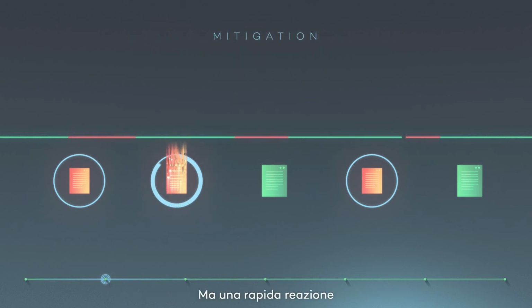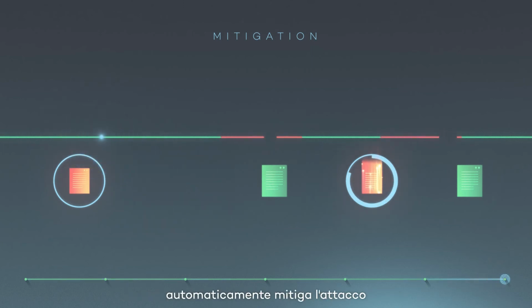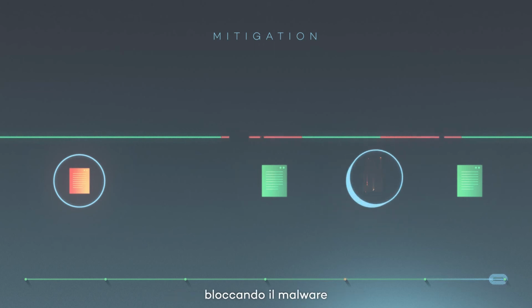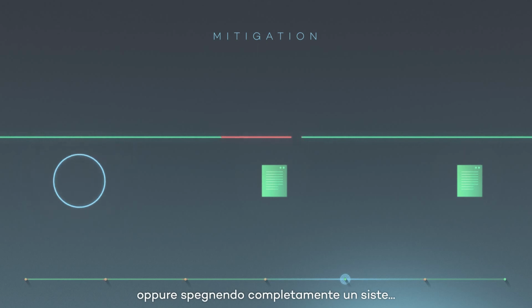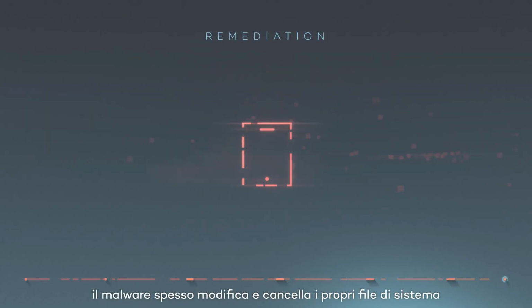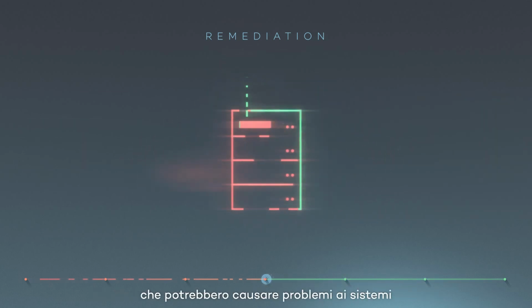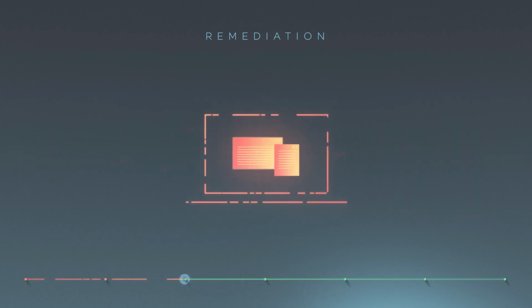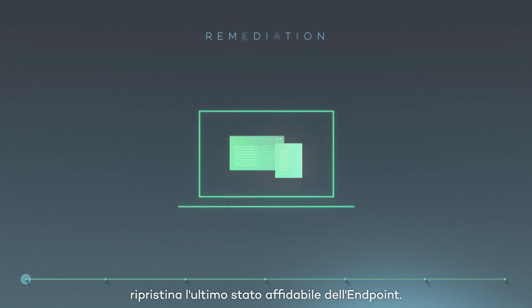But a quick reaction is almost as crucial as detection. That's why Adaptive Defense automatically mitigates the attacks by quarantining malware, killing a compromised process, or even shutting the system down in order to minimize damage. During the execution stages, malware often modifies or deletes system files and configuration settings, which may cause malfunction or even future vulnerabilities. Adaptive Defense restores endpoints to their last trusted state.